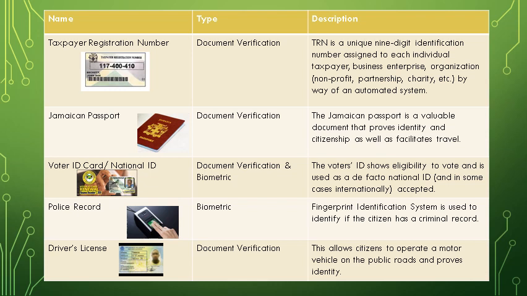Police record, which is a biometric type. A fingerprint identification system is used to identify if the citizen has a police record.